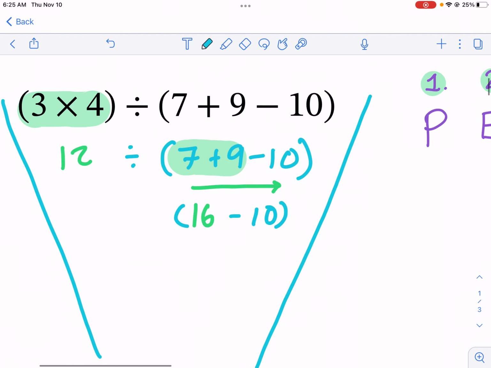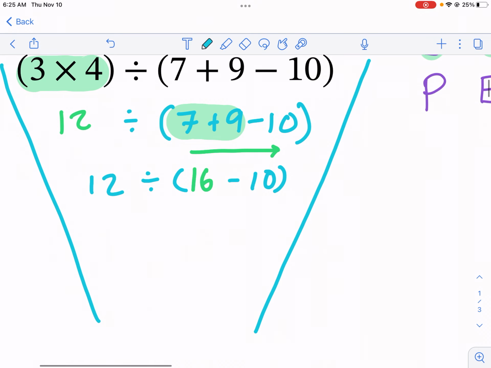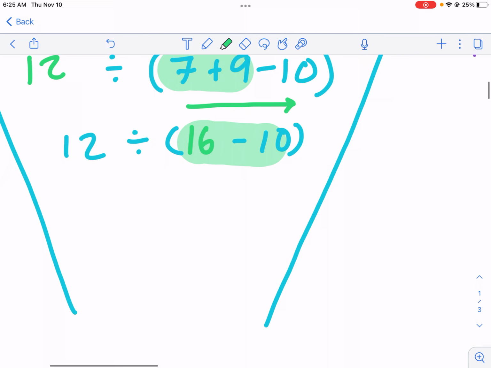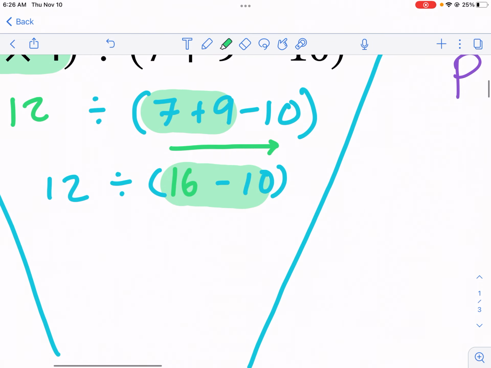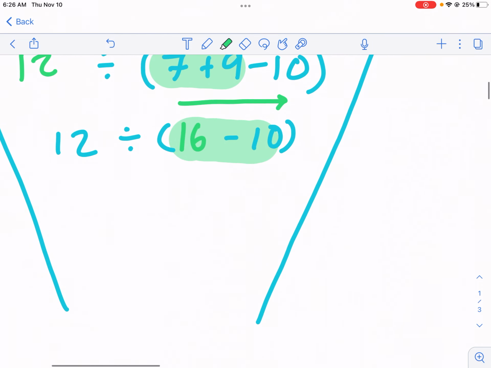So I'm technically not done. I've done one parenthesis, but I still have these others to go. What I'm going to do next is finish off that parenthesis. I started it, but I need to finish it. So now I have 7 plus 9, 16. Then I have to subtract 10, and that gives me 6. So let me change it to green, 6.